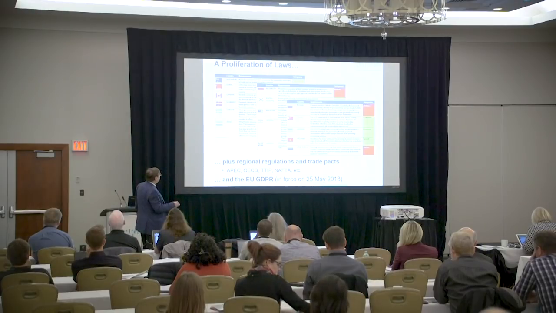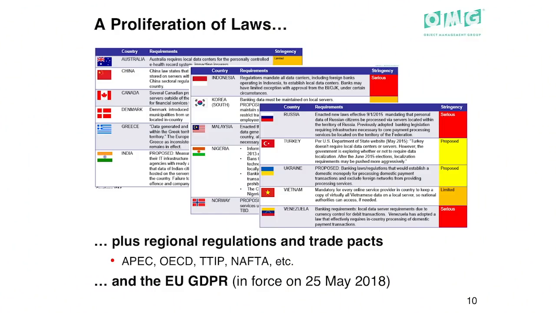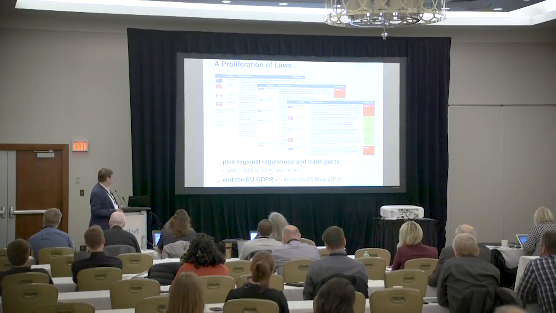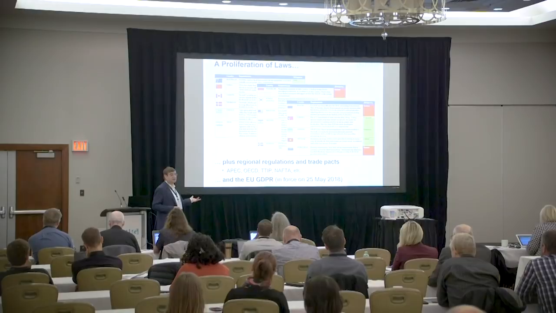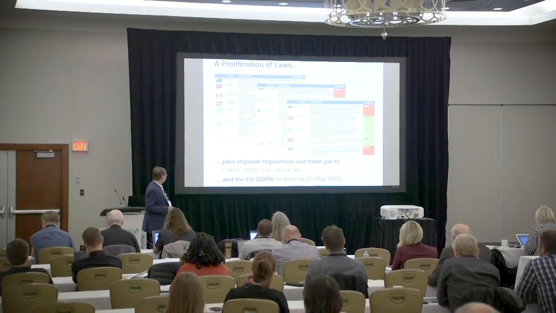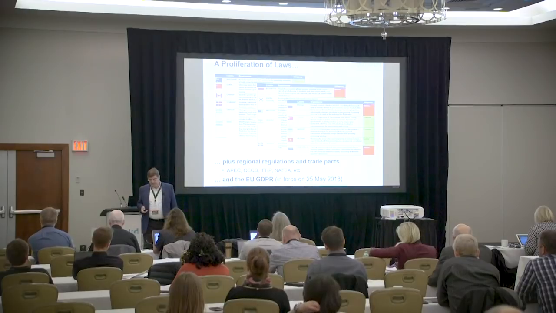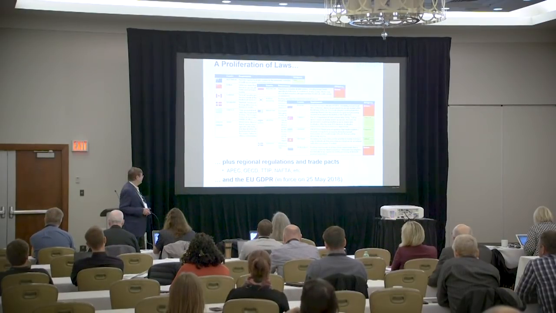Red means it's very stringent and in place. Yellow means it's a proposed regulation. There's not that many green ones, even if you unmask the masked slides. So there's a bunch of countries in the world, and this is just a subset, that have rules about financial data that cannot leave the country, natural resource data, PII, PHI, patient health information, etc. You also have regulations and trade pacts. Boeing has done quite a study on this that they shared with us. And of course, now we have the EU GDPR, which is in force since 25th May.